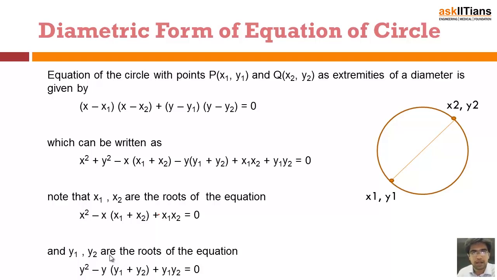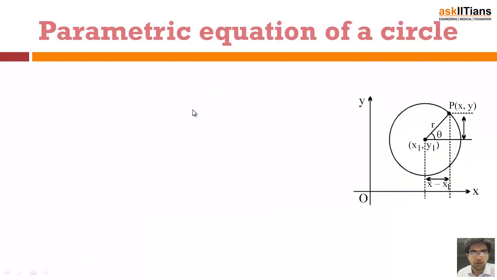So this is the diametric form of equation of circle. One more form of equation of circle is the parametric equation of a circle. Parametric equation means that we are devising a parameter to locate each and every point that lies on the curve. So for example, if this is a circle, then look what we are doing here.